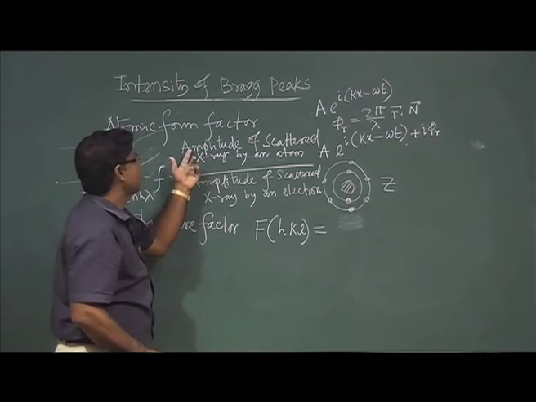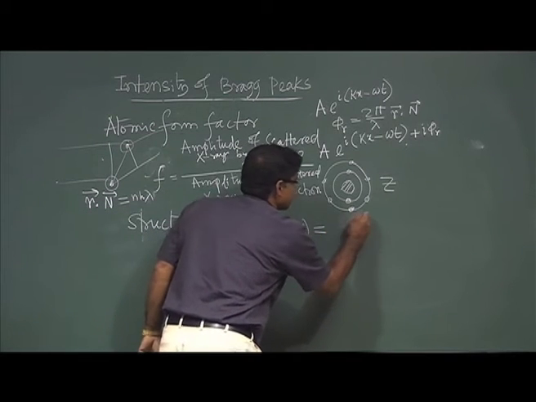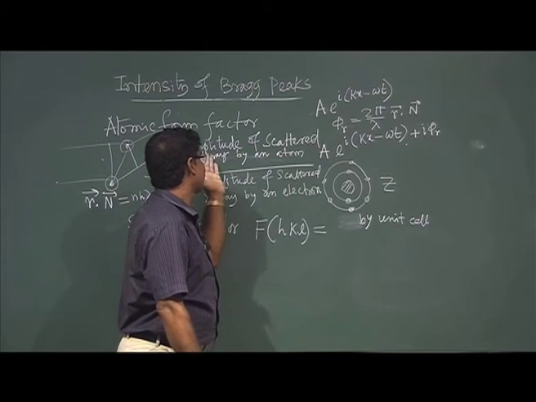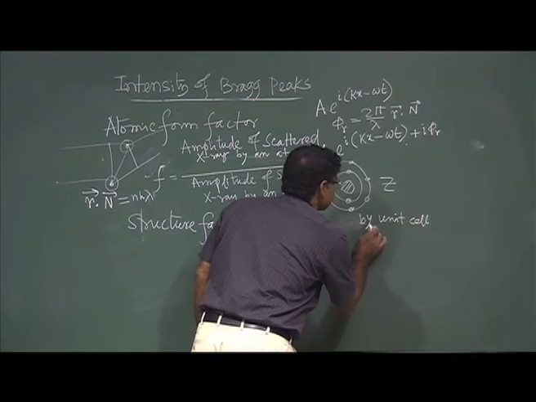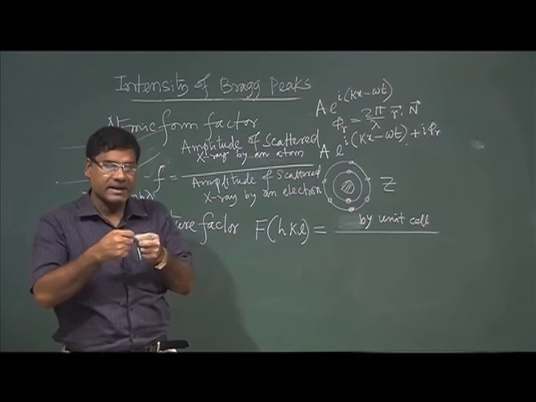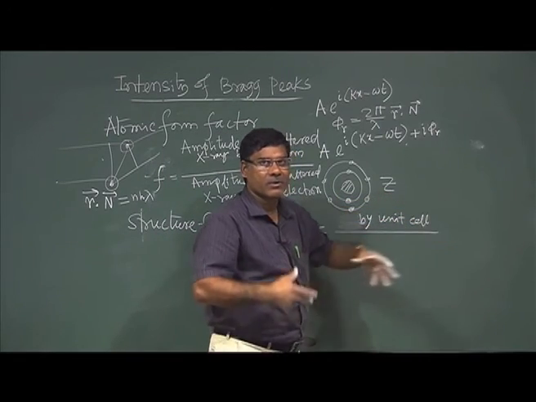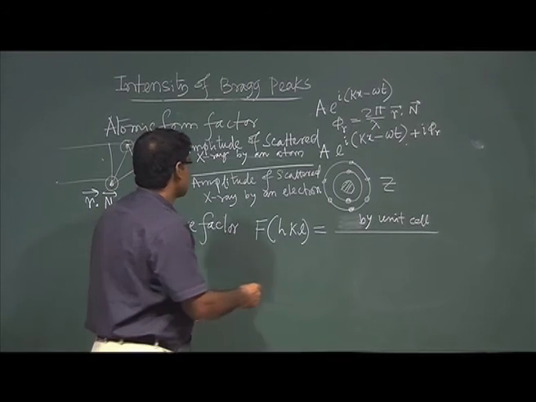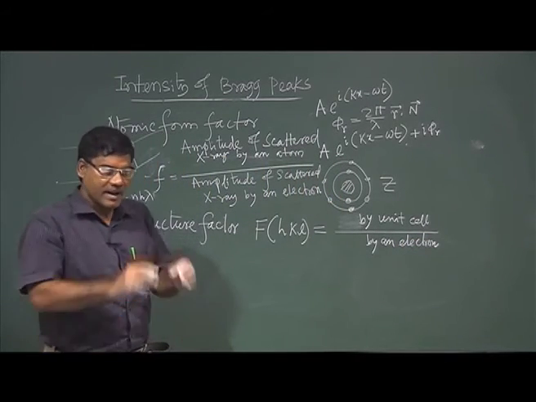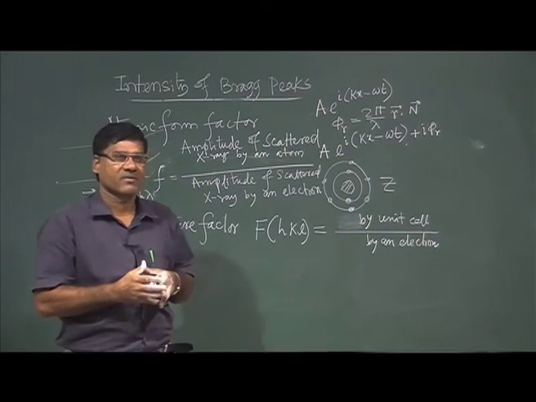So the structure factor is similar to this. The definition is also similar: the amplitude of the scattered wave by a unit cell, divided by the amplitude of the scattered X-ray by an electron. So compared to one electron, from one unit cell as a whole, what is the scattered amplitude? For other cases some interference effect will be there and the amplitude will be modified, the resultant amplitude modified. So that one has to find out.